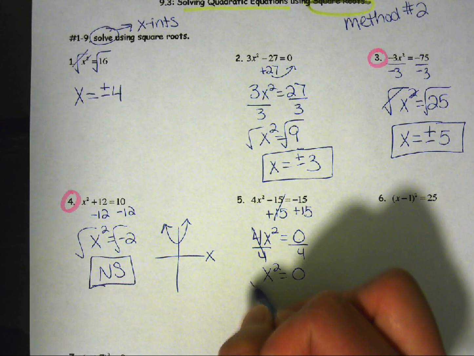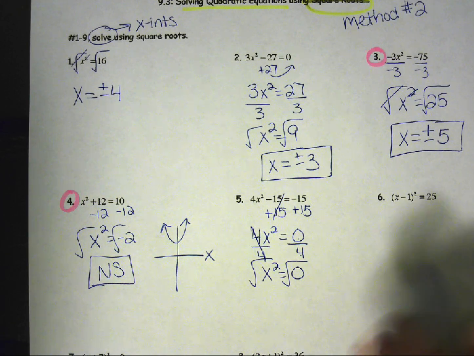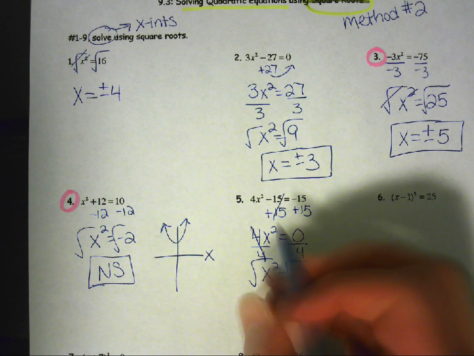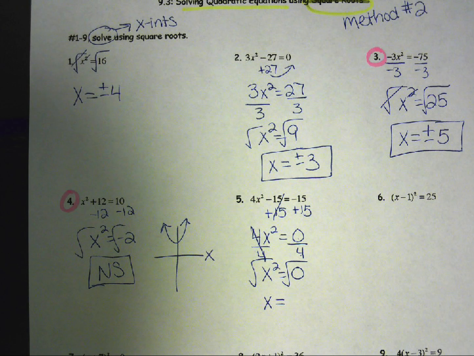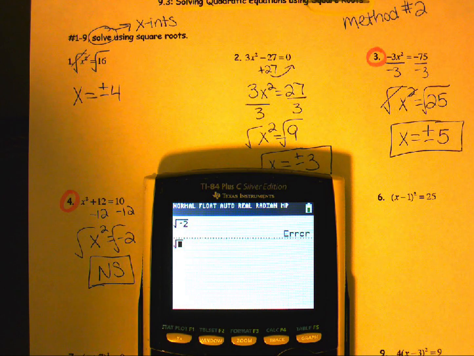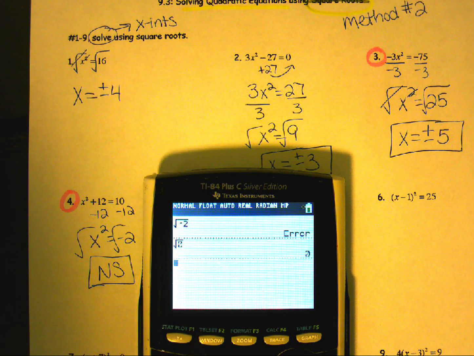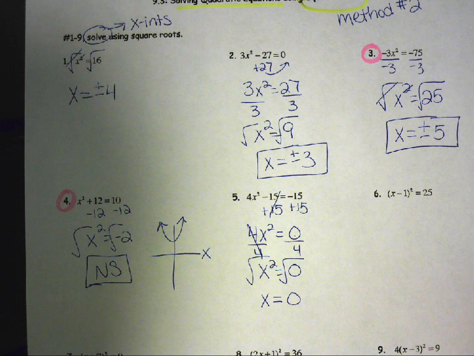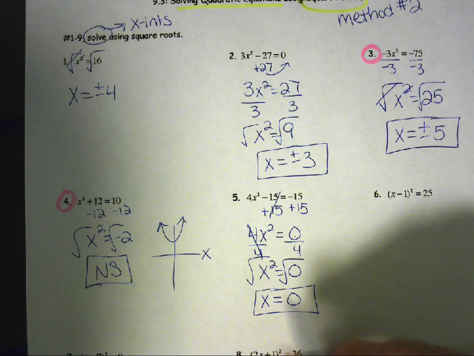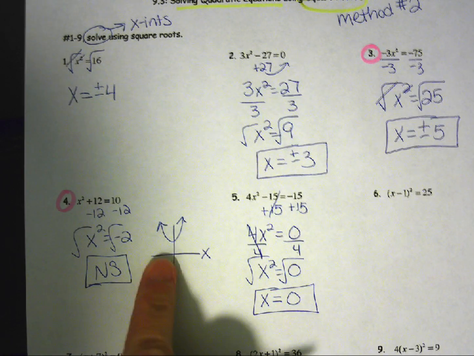Let's just keep going. Let's take the square root. And then basically these cancel. And so I get x equals, what's the square root of 0? Square root of 0? It's 0. So do you put a plus or minus on that? Nope. So then this would be your answer. Do you see how this is a 0 where this one was not?